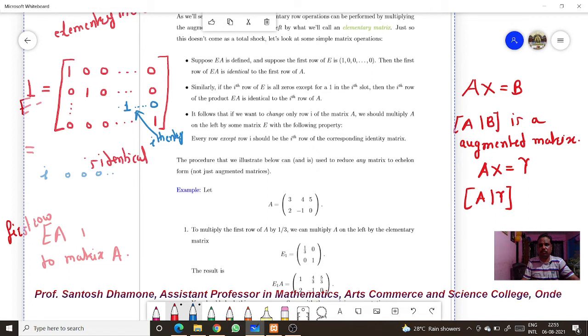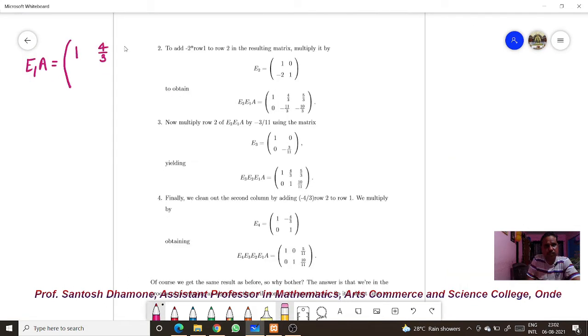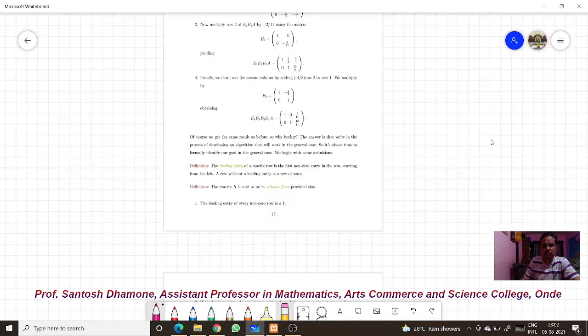Okay, for the next operation, we know E1A is equal to the matrix 1, 4 by 3, 5 by 3, 0, minus 11 by 3... Two minus 1 0. This is the matrix E1A. Okay.